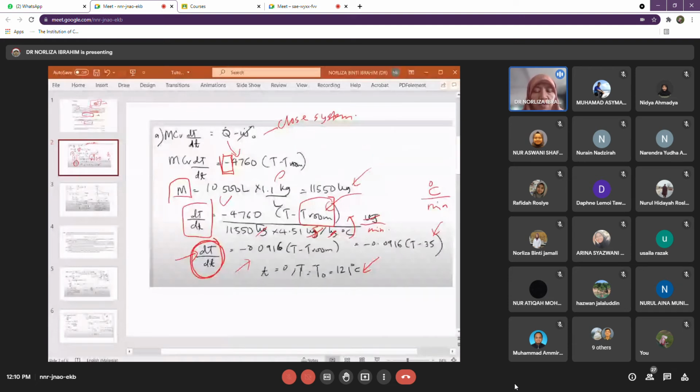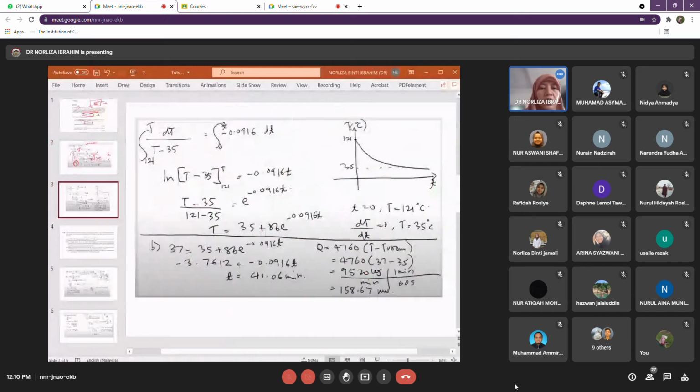Now we have to integrate to prove that you got the expression as given in the question. So now by integration, so this is at 121 to T. Okay, this is your dT, negative 0.0916. So you simplify it, you got this one.